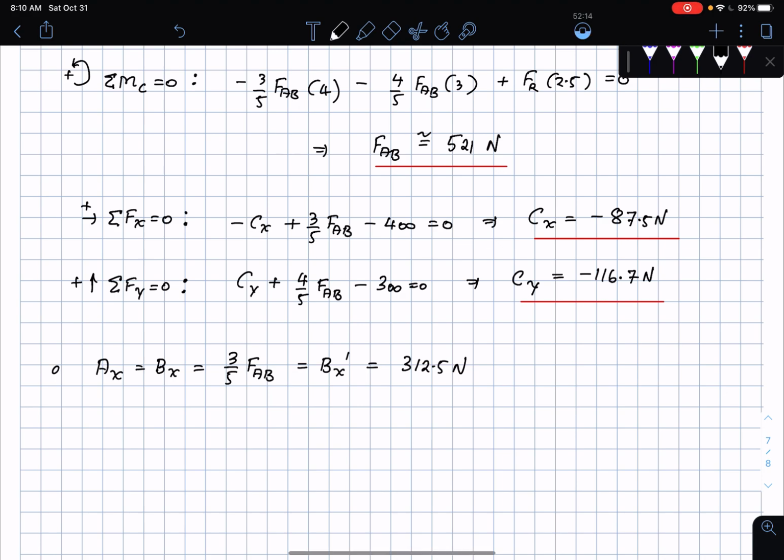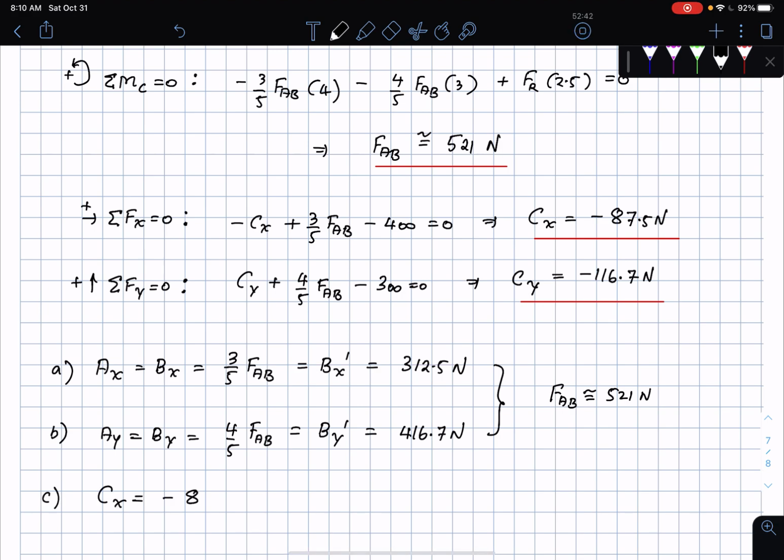And then the other one is AY, which is equal to BY, which is equal to 4/5 FAB, which is also the same as BY prime. This one put together will be around 416.7 newtons, because I know FAB as approximately 521 newtons. And then the third one was CX, which was minus 87.5 newtons, and CY was 116.7 newtons. So this was the summary.